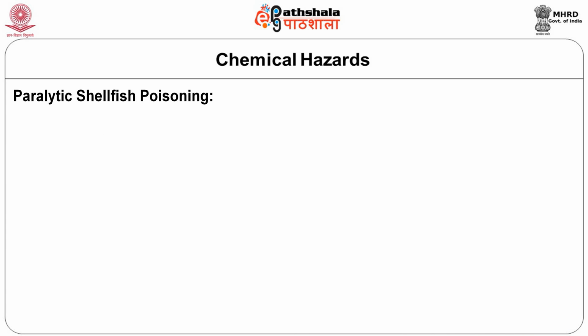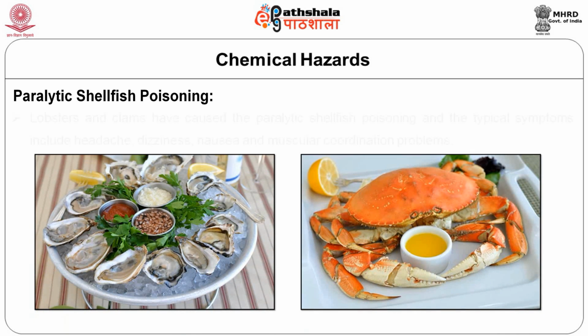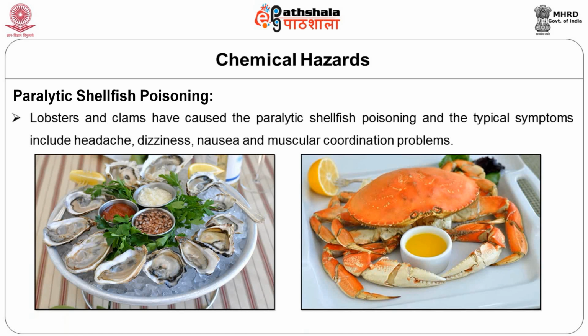Paralytic shellfish poisoning is due to the consumption of seafood like mussels, oysters, crabs, lobsters and clams, which have caused this disease, and the typical symptoms include headache, dizziness, nausea, muscular coordination problems. These are some of the symptoms that are found with this particular poisoning.